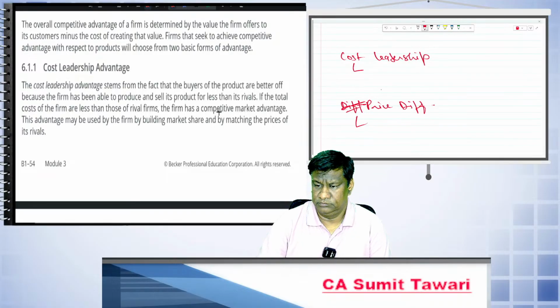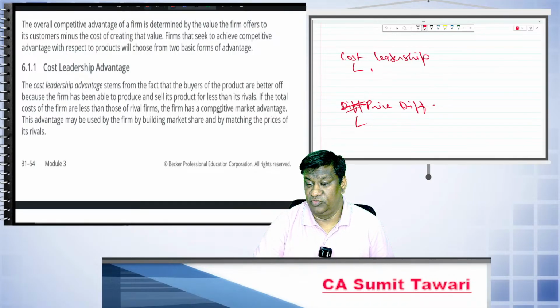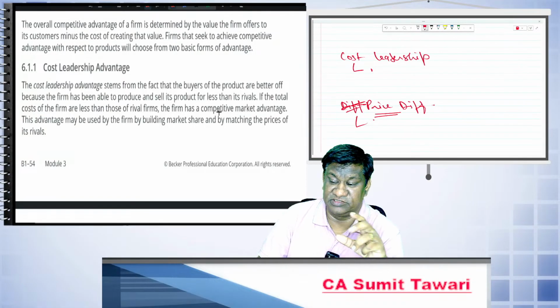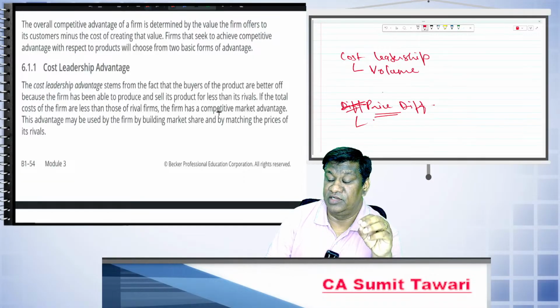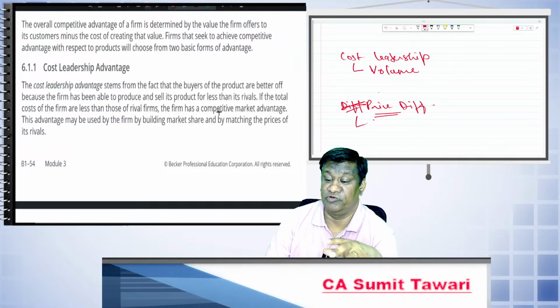Cost leadership can be utilized where the market base is very less. We don't have much competition. Okay, so if the market base is less, then you can adopt the price differentiation. Because, try to understand, for cost leadership you need a volume. Then and only then you can think of reducing the cost. If you don't have a volume, then you cannot reduce the cost.